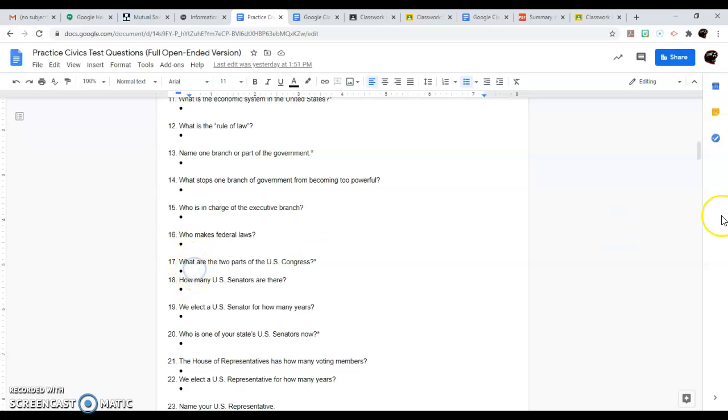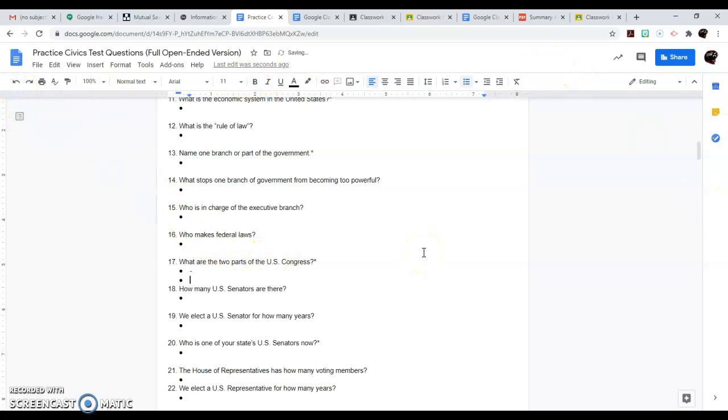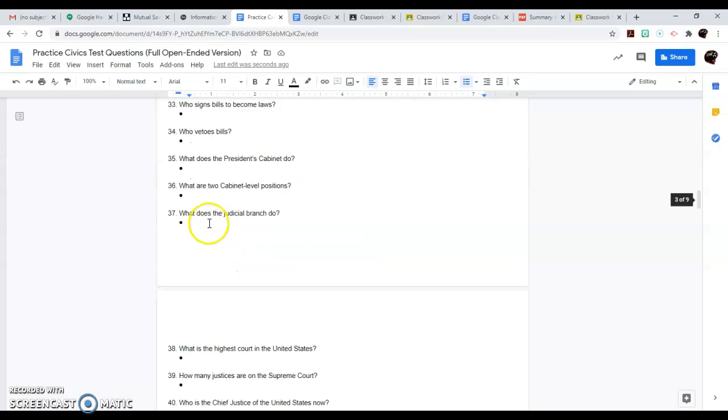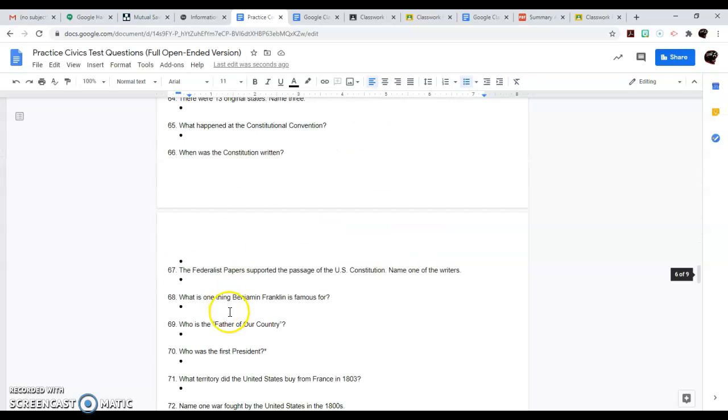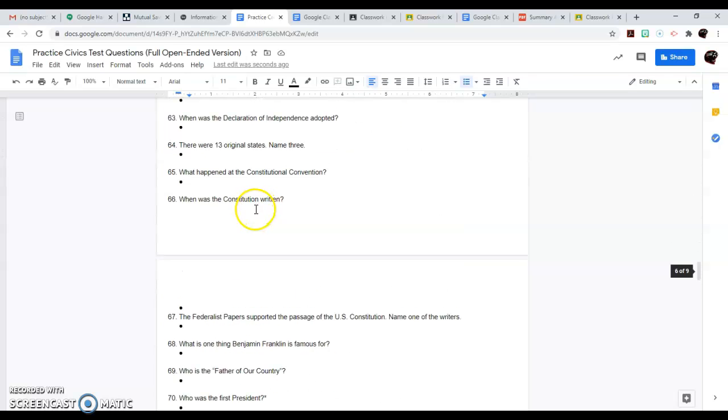And that will answer number 17. Number 17 is what are the 2 parts of U.S. Congress? Of course, I just told you. That's the Senate and the House of Representatives. And I will stop right there. So any of these that you have an answer to, go ahead and put them down. And I will confirm them in class.